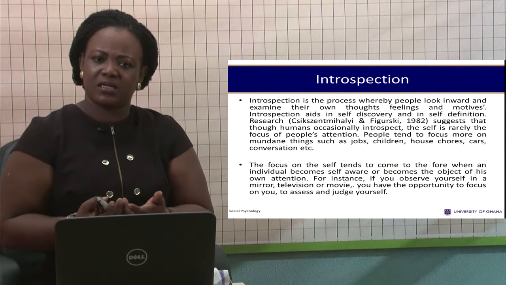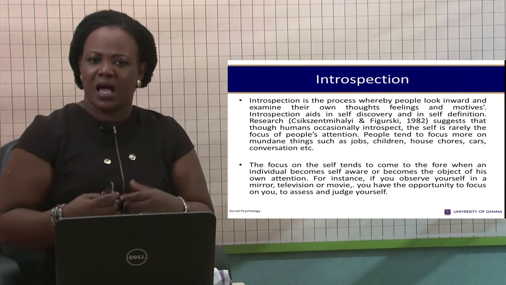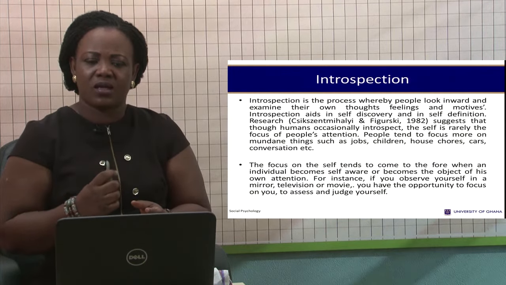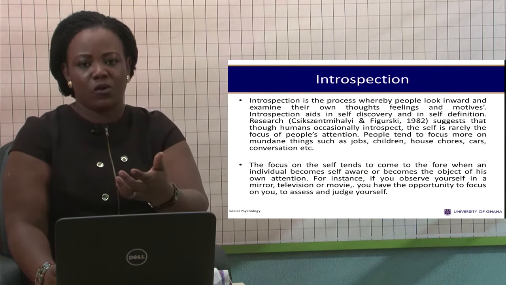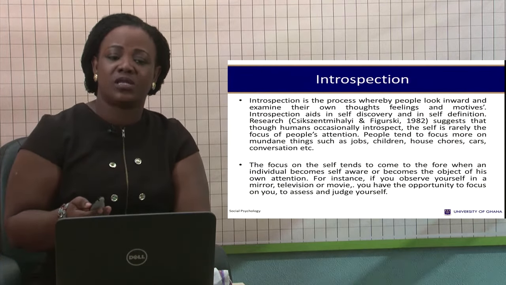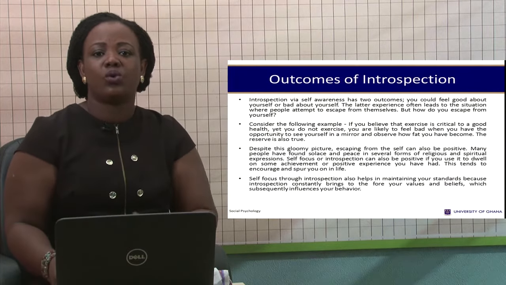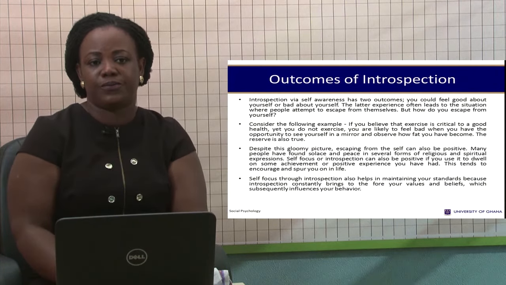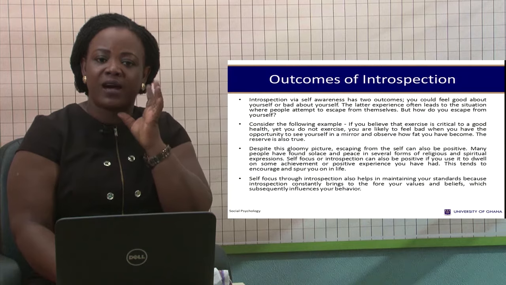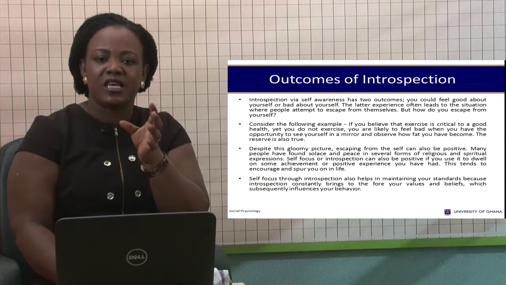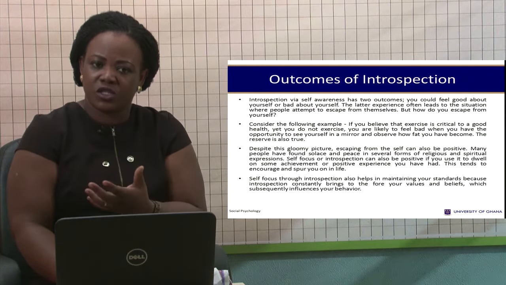Am I a shy person? Am I a timid person? Am I this? What are my strengths? When you place the lens on yourself, then you come to the fore. And introspection will then help you to discover yourself. So introspection aids in self-discovery. You come to know your own values, your own beliefs, your own emotions.